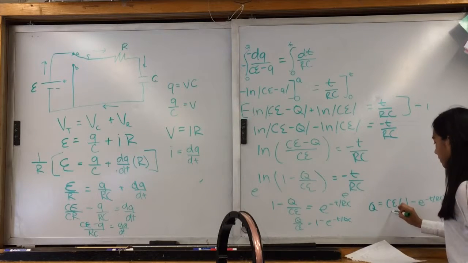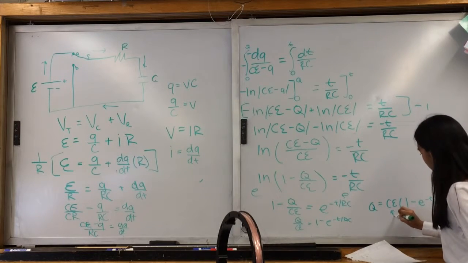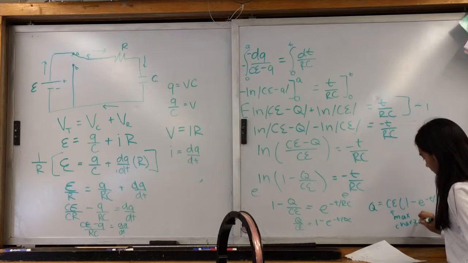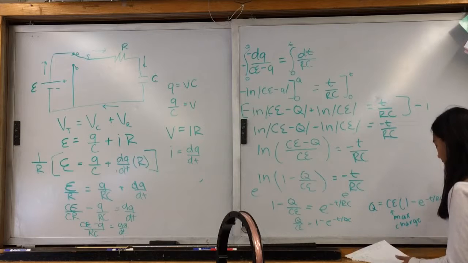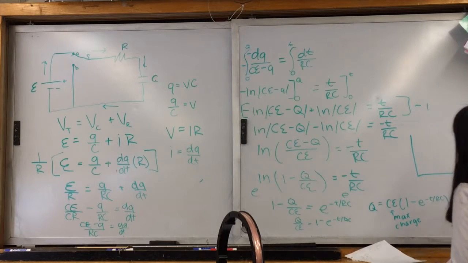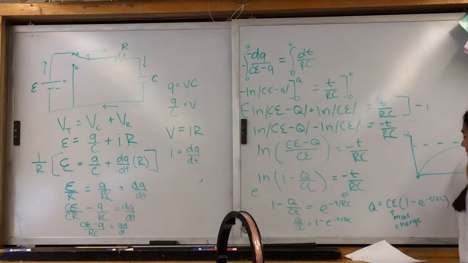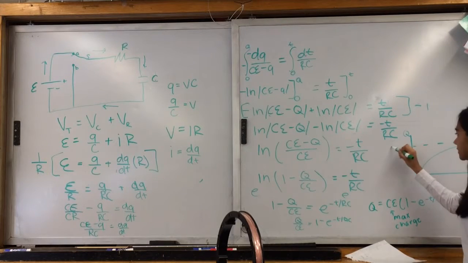Now the CE represents your max charge on the capacitor, and you can see as time increases, Q is going to level out and it will reach a maximum point, which is going to be your CE value.